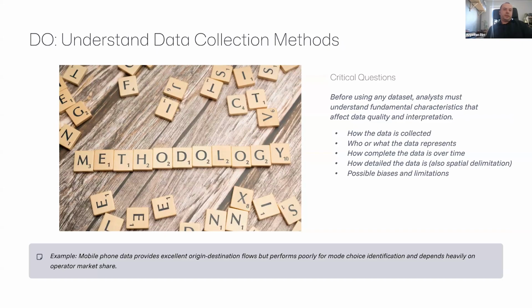I think it's a very important challenge to understand what we want to collect, what we want to buy, and so on. For example, if we discuss mobile phone data, it provides excellent origin-destination flows, but we don't have good information about mode choice, and also we have big challenges with reliability in extrapolating the sample to the population.